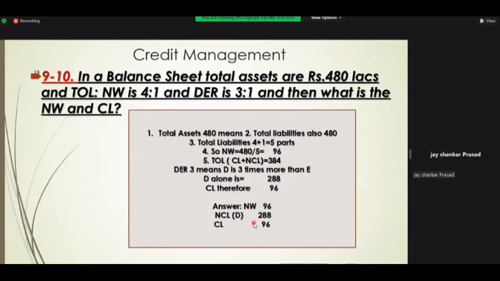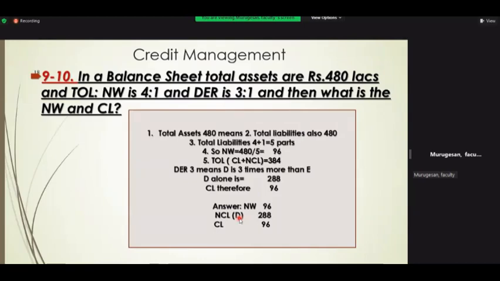D means long-term debt, long-term debts. That is equivalent to NCL. In the ratio, you will call it debt equity ratio because otherwise it would be too long. But in balance sheet analysis, don't call it D. You have to call it NCL. E means current liabilities. No, long-term liability. D means other than current liabilities.